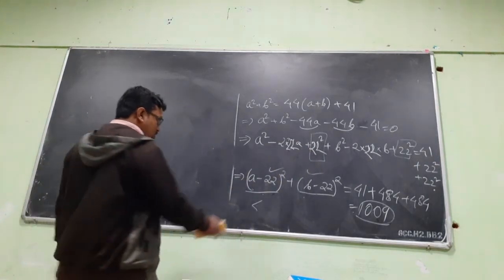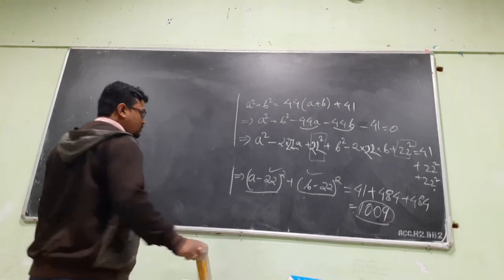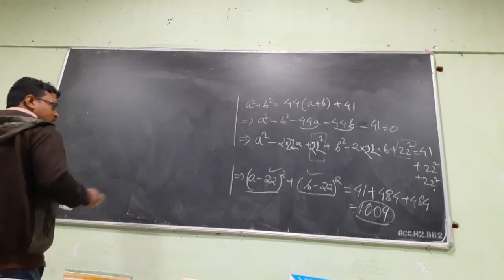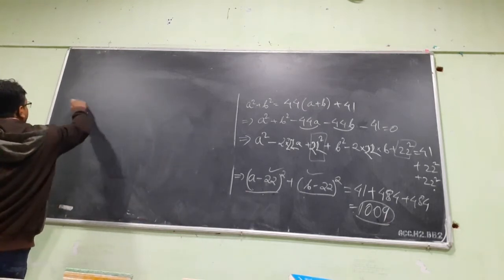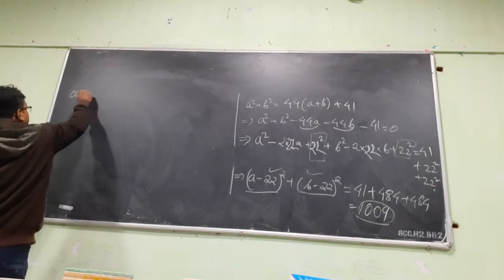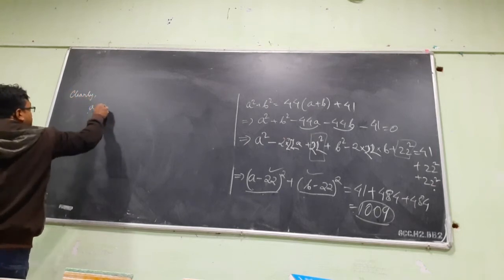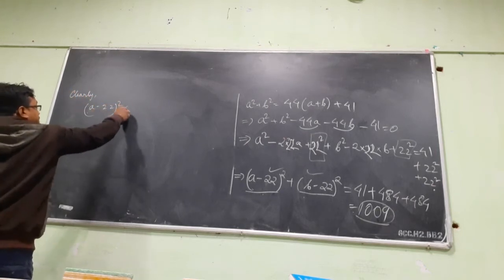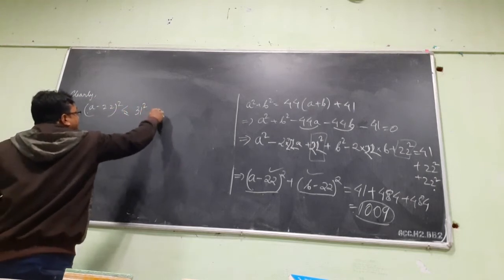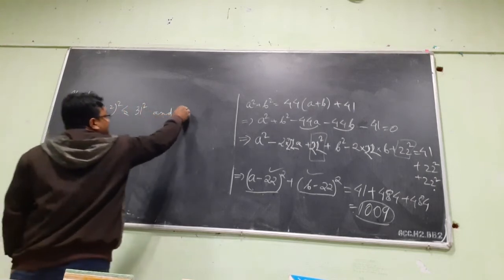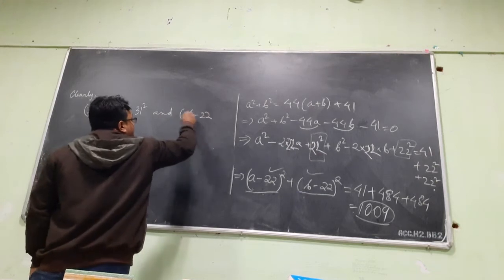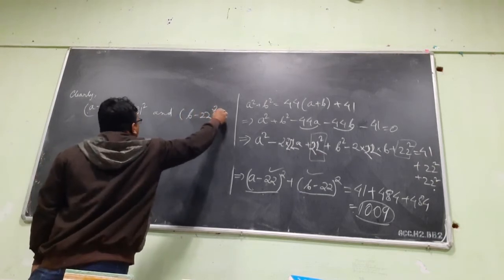So this is what we will write. Clearly, a minus 22 square is less than or equal to 31 square, and both should be satisfied. b minus 22 square also should be less than or equal to 31 square.